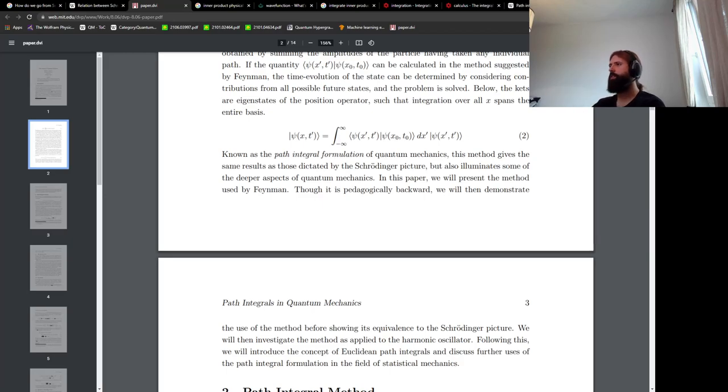Let's remember what psi of x, t is. So that's a wave. How is the wave function? I mean, the wave function is this, right? That's the wave function. It's telling you, for each x and t, what is it?